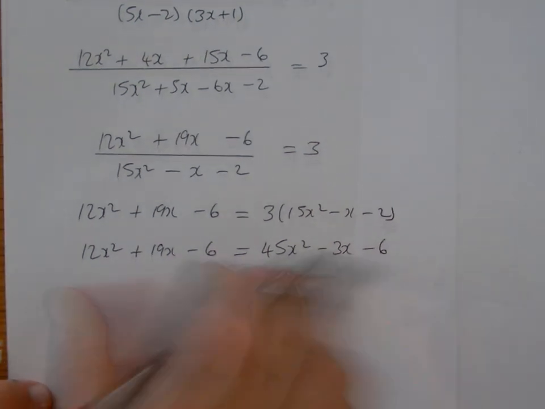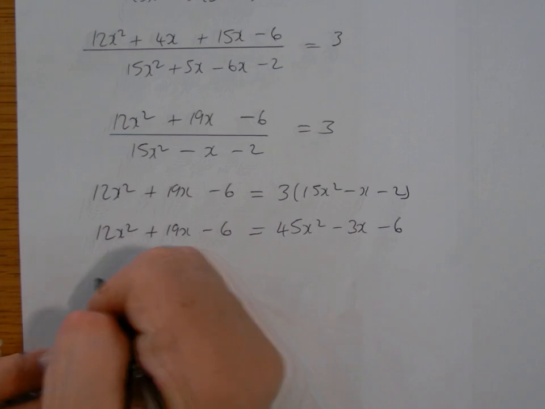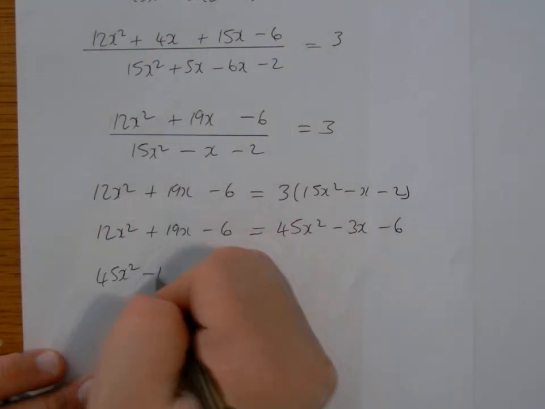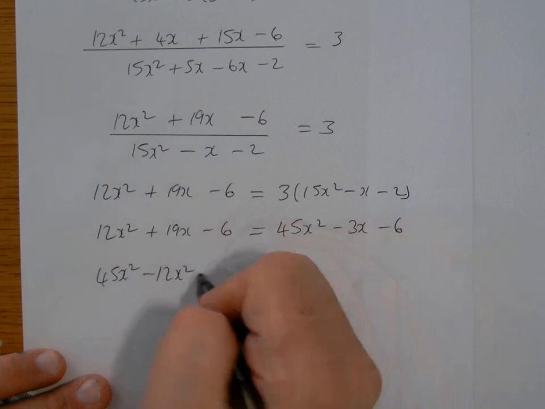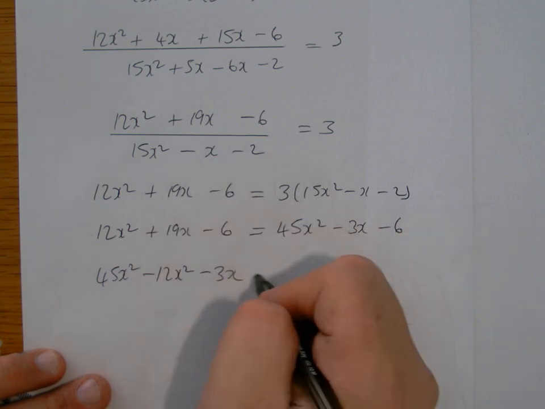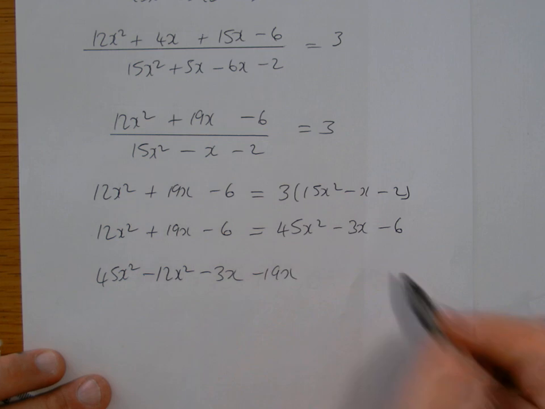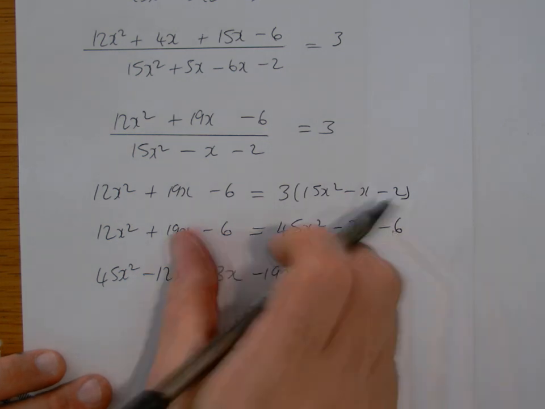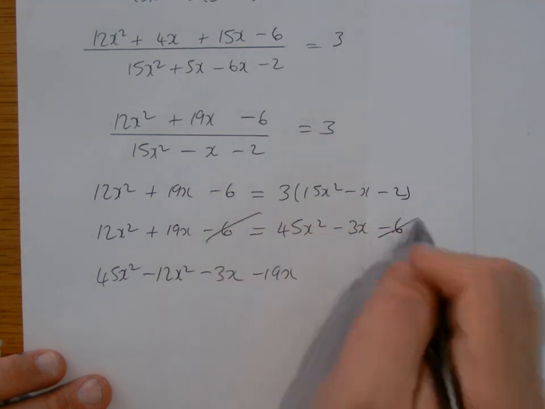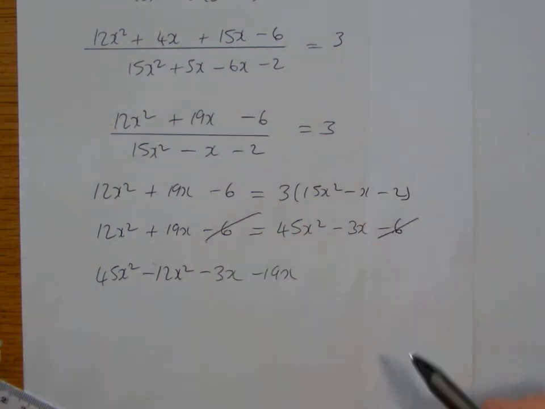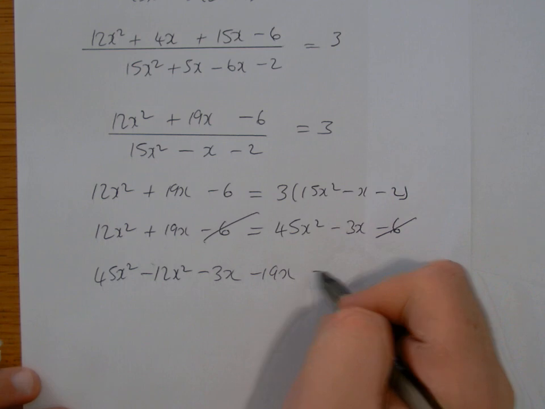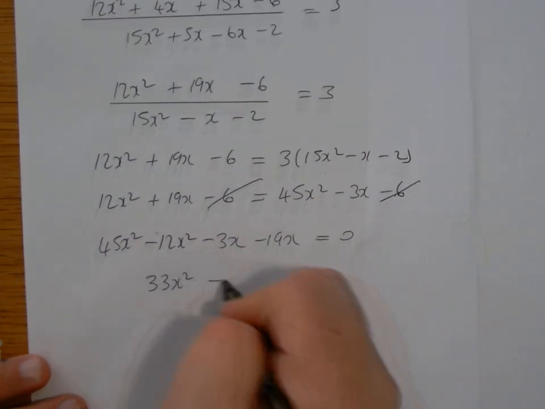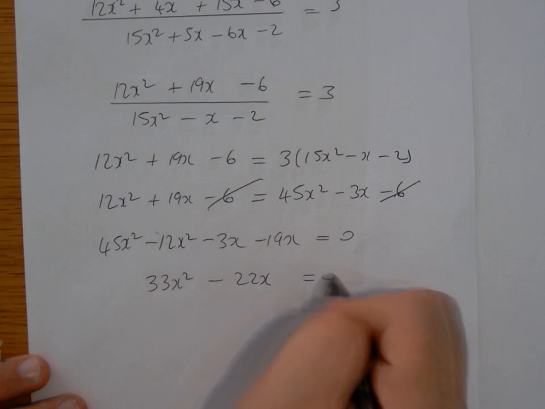So then get everything onto one side. So I'll have 45x squared here. Take 12x squared away. I've got minus 3x. Take then the minus 19x away. And what you'll notice as well is you've got minus 6 that side, minus 6 that side. So they balance, so I can just get rid of them. Or take it over, it becomes a plus, and it goes. And that equals 0. So I get 33x squared minus 22x equals 0.